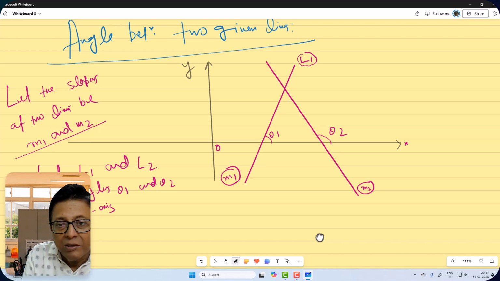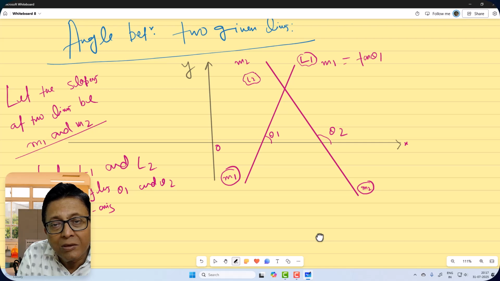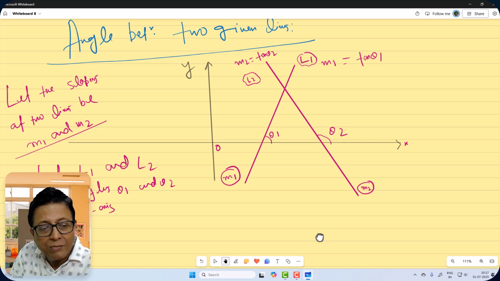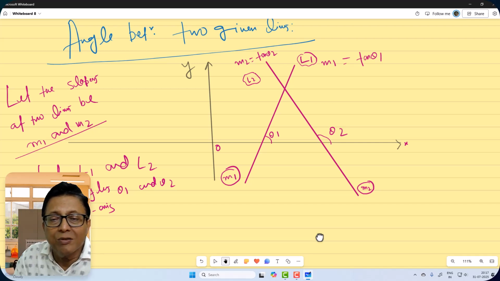Okay. So what is the value of m1? For this line, m1 is what? Tan theta 1. For this line, m2 is what? For the second line, L2, m2 is tan theta 2. Okay. So m1 is tan theta 1 and m2 is tan theta 2.